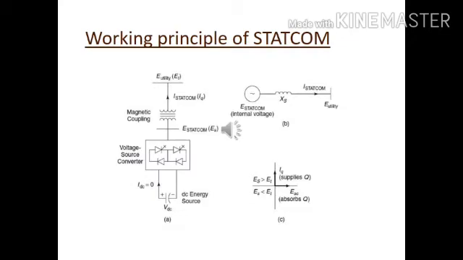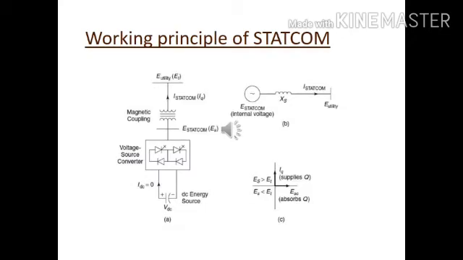So why are we saying that? Because the synchronous machine has no inertia and can internally generate both capacitive and inductive reactive power by changing the field excitation. Here the circuit shows that it has an adjustable voltage source behind the reactance.